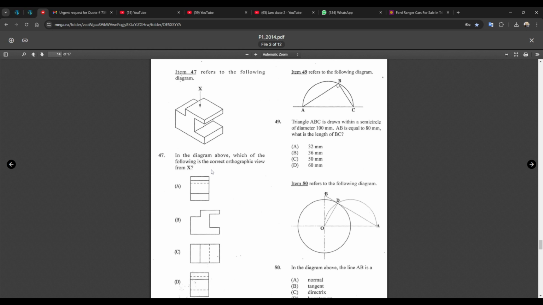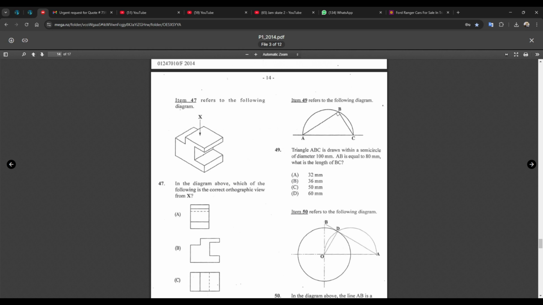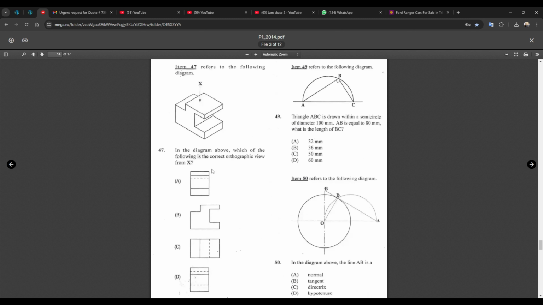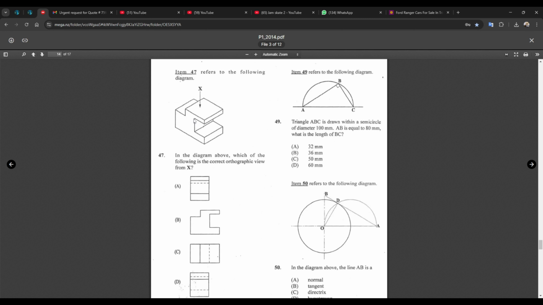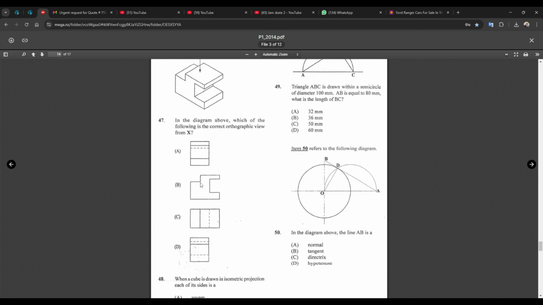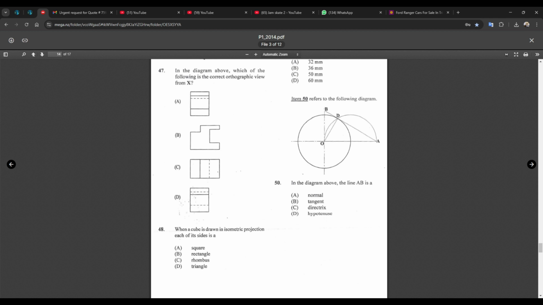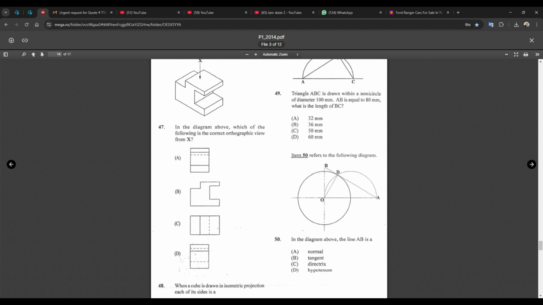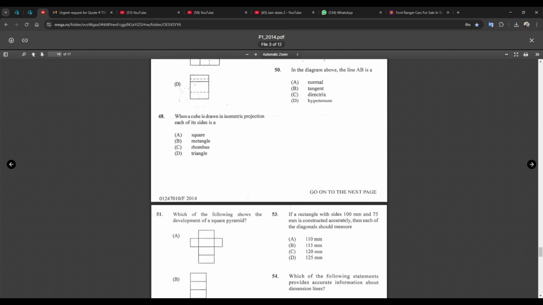Number 47. In the diagram above, which of the following is the correct orthographic view from X? So X is the view from above. It's the plan view. And the answer would have to be C. You'll see this line solid here. And you'll also have this hidden line. Number 47, C.